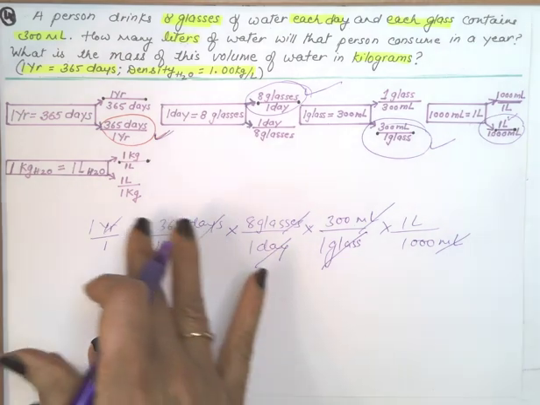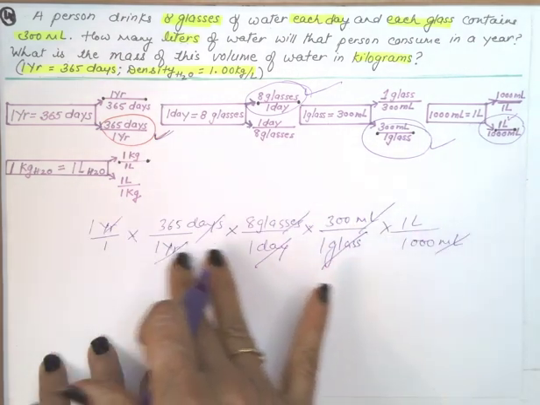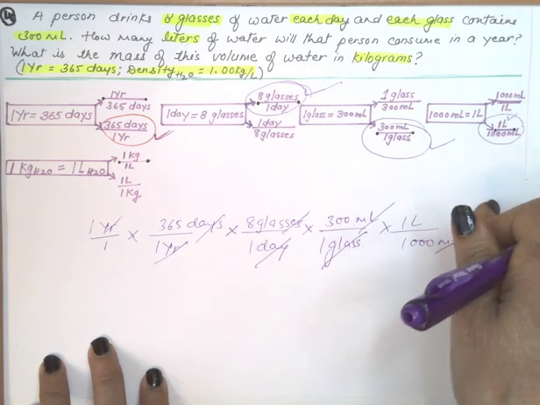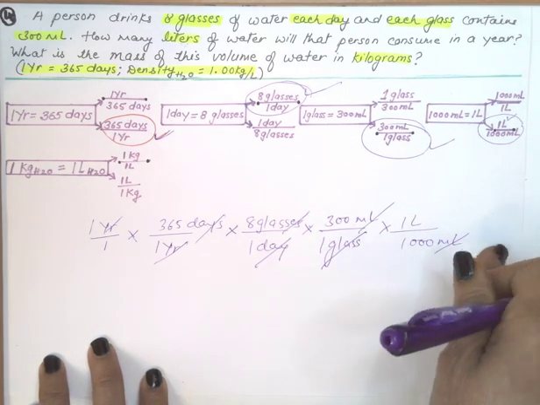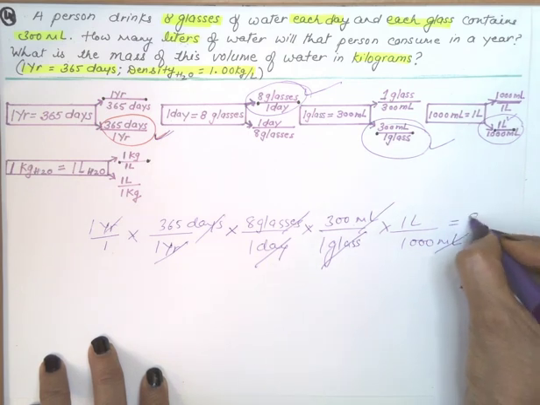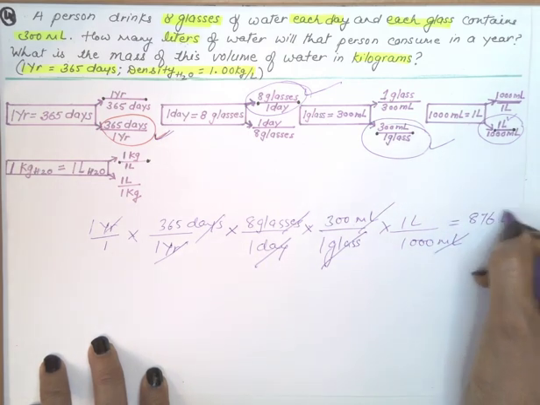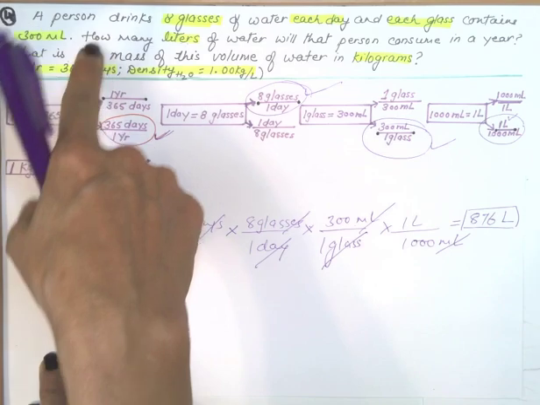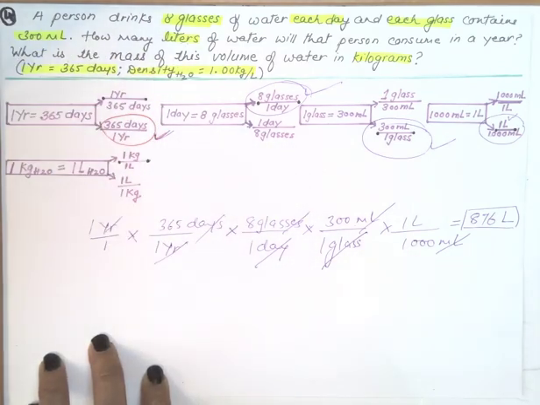Now when you do the math, multiply everything at the top, multiply everything at the bottom. So whatever answer you get in the numerator, divide that answer by the answer you get in the denominator, and you're going to get 876 liters. So this is the volume that this person is going to consume in a year.